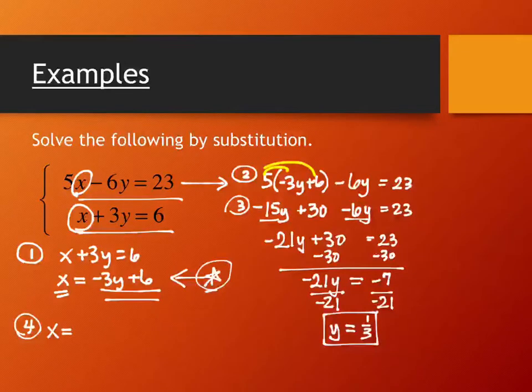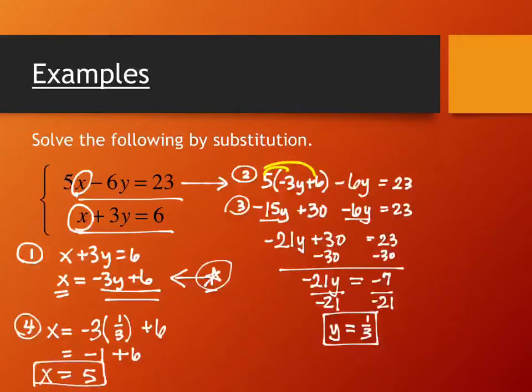So I have x equals negative 3 times my y, which was 1/3, plus 6. What's negative 3 times 1/3? Negative 1, and plus my 6 would give me 5. So I have found x is 5, I have found y is 1/3, and just like when we were talking about intercepts, we're talking about a point, right? This is a point in space. So my solution set, what I need to write down as my answer, is actually the ordered pair, in this case, (5, 1/3). This is my answer.